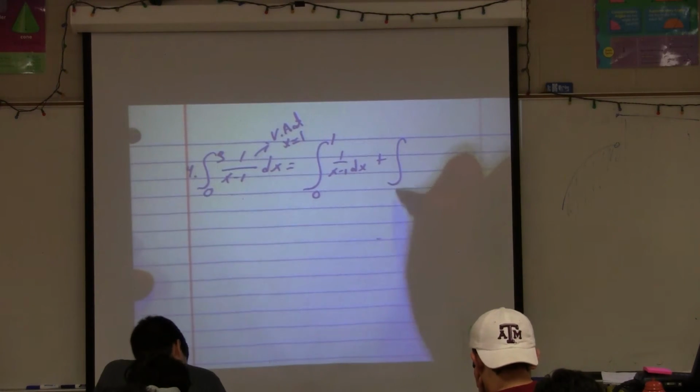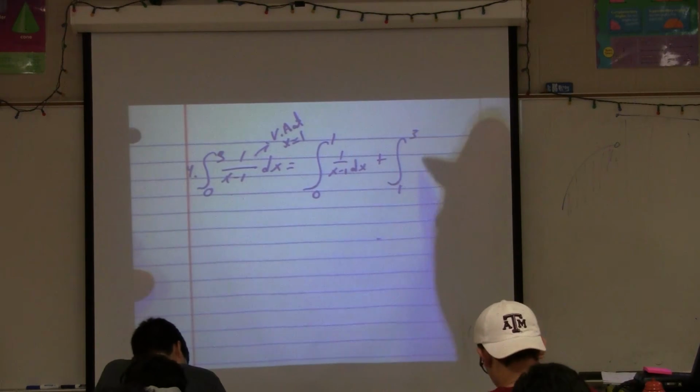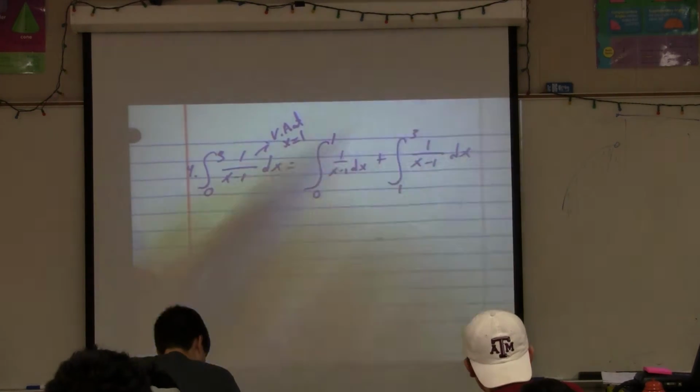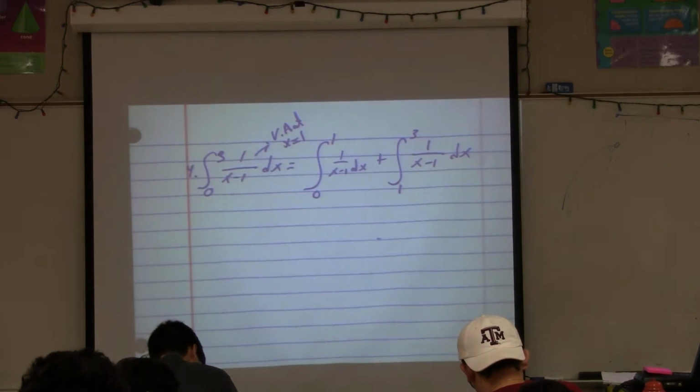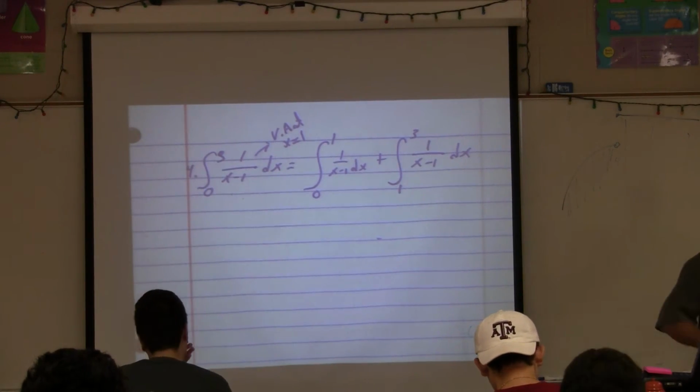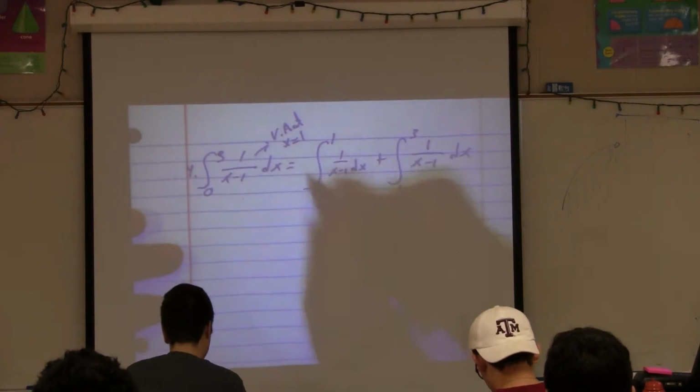Plus the integral from 1 to 3 of 1 over x minus 1 dx. So now it becomes like case 1 and case 2 put together, right? Okay, cool. So let's do it. Wait, what if we put them together? How about this one?